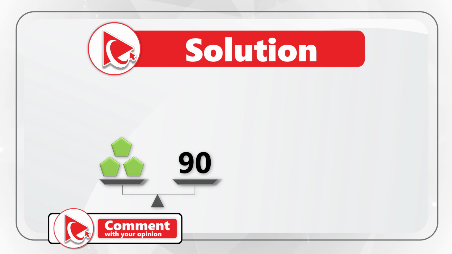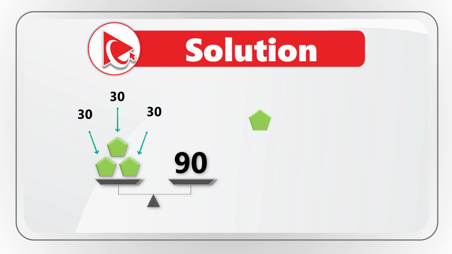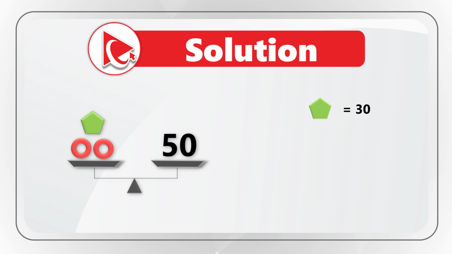It has 3 pentagons on the left and number 90 on the right, which means that each pentagon has a value of 30. Second scale contains 1 pentagon and then 2 bagels, and the combination of these shapes equals number 50. We already know the value of pentagon, which is 30. All we need to do is divide the remainder of the calculations 50 minus 30, which equals to 20, by 2, because there are 2 bagels, and calculate the value of bagel, which is 10.